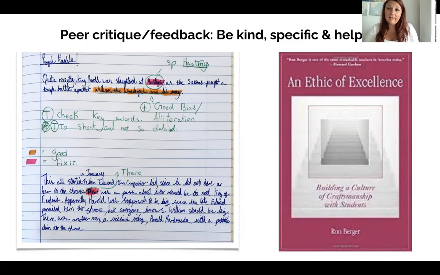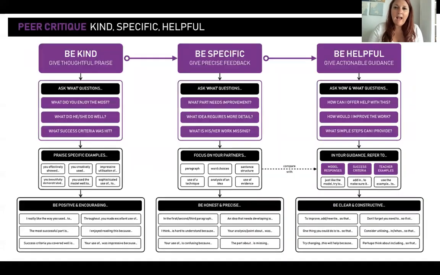Ethic of Excellence is such a superb book. There's going to be an In Action book about it. I love this book so much. I'm a huge fan of Ron Berger, and it is about creating this culture of craftsmanship with students. So please do check it out if you haven't already. And building on this, this is by Jamie Clark, a word diagram to support students.